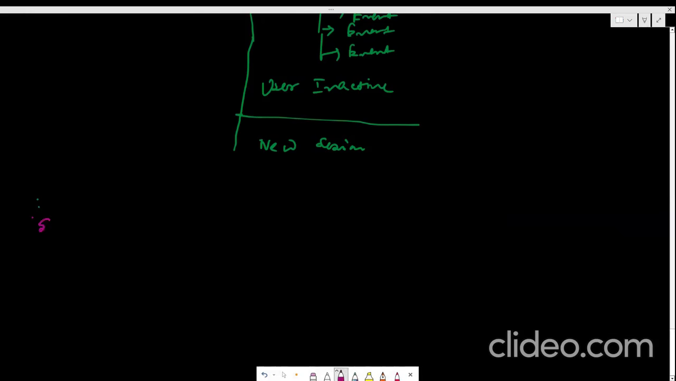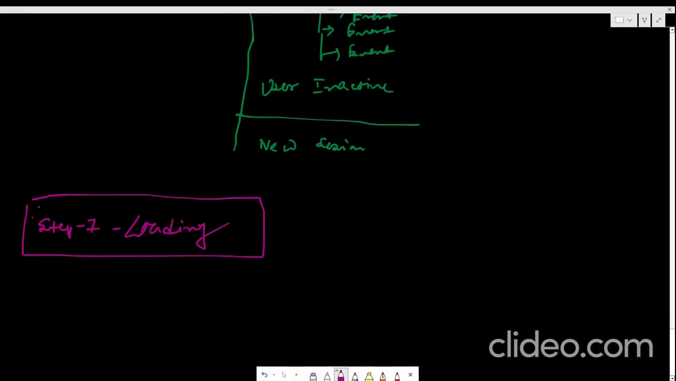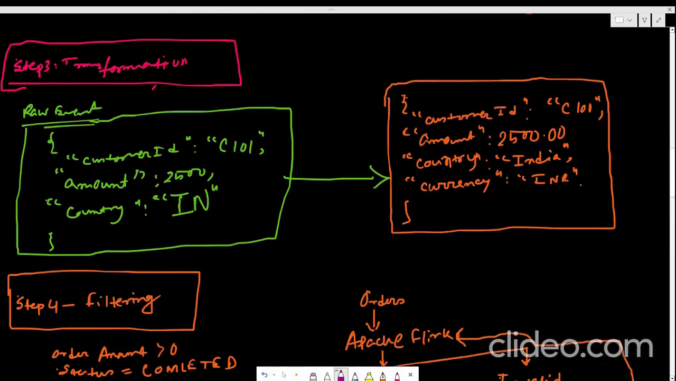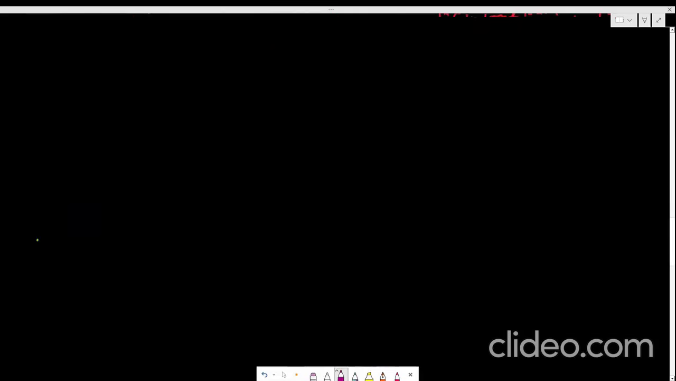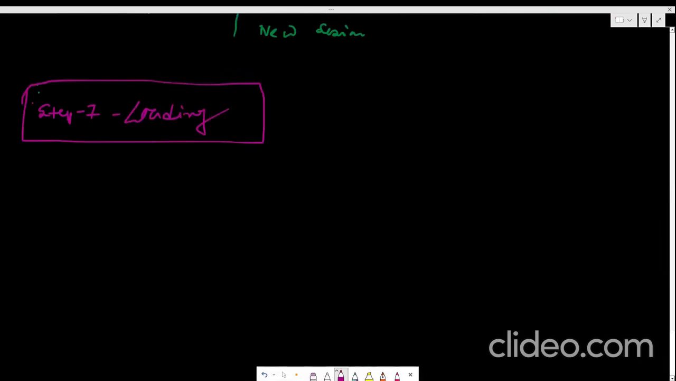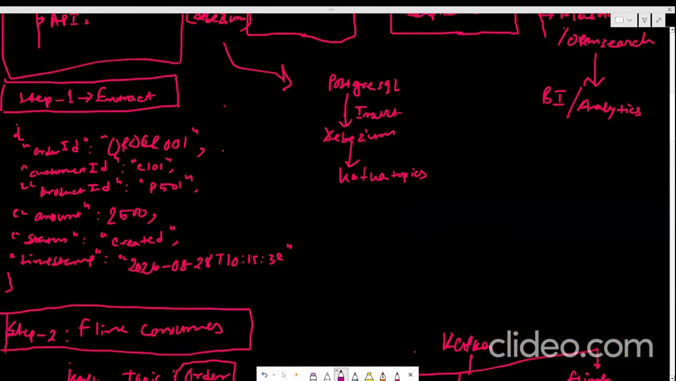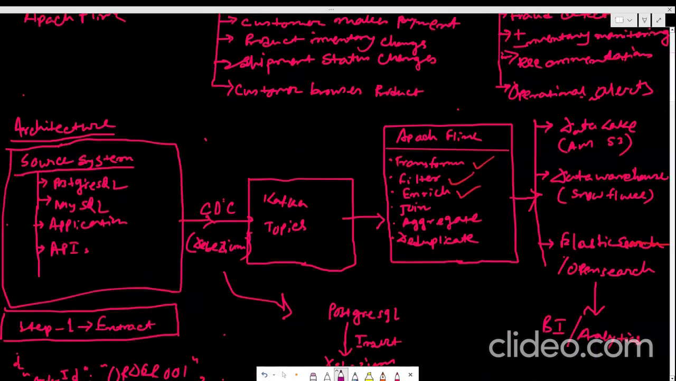Step 7 is loading. For the ETL, we have come to the very last stage: extraction, transformation, loading. For transformation, I have discussed aggregations, enrichment, filtering, and transformations. Last, here we'll discuss the loading part. After processing, Flink sends the data to the target systems. I have already told you what the target systems can be. We have the target systems as these things, right?